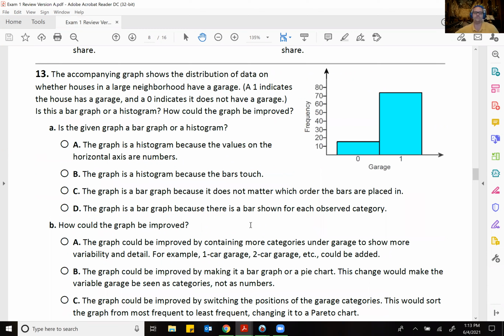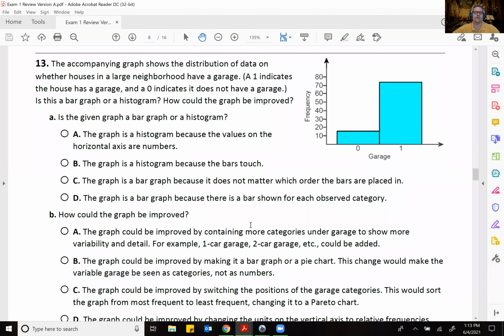So we got a graph here that shows the distribution of data on whether houses in a large neighborhood have a garage. 1 indicates a house has a garage. 0 indicates it does not have a garage. Is this a bar graph or a histogram? And then the question is, how could the graph be improved?